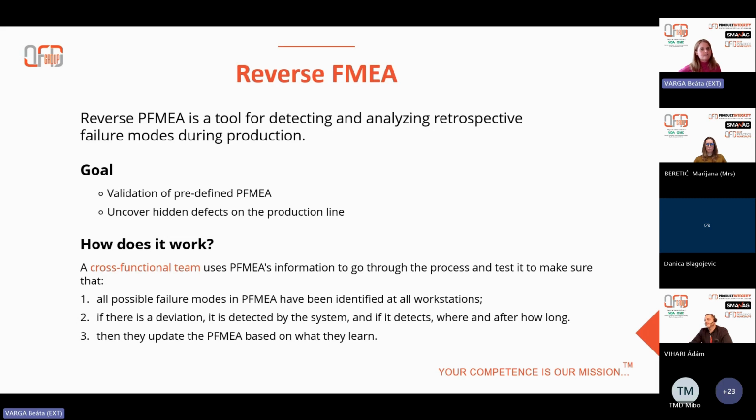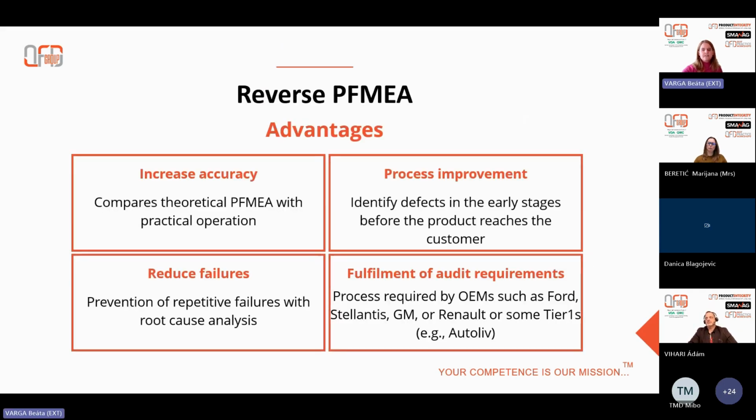What is the key factor here? Cross-functional team, and of course to identify the potential failure modes, what is existing in the real world. So let's also look at the advantages of doing reverse PFMEA. First, it helps us increase accuracy by directly comparing the theoretical PFMEA with what actually happens in the real operation. We make sure that our risk analysis truly reflects the reality. Second, it supports the process improvement.